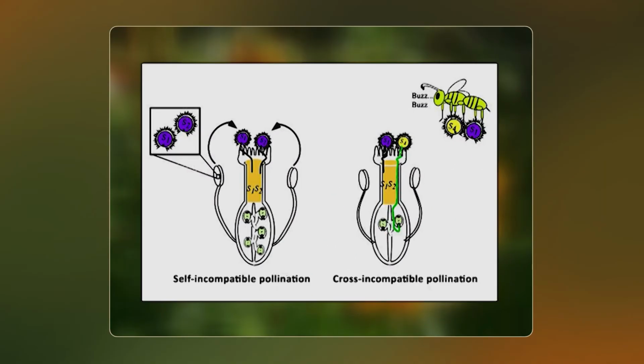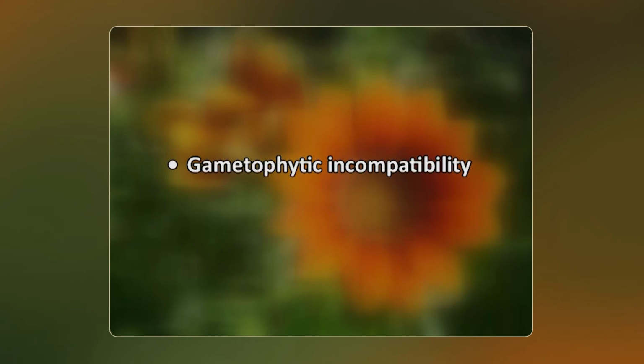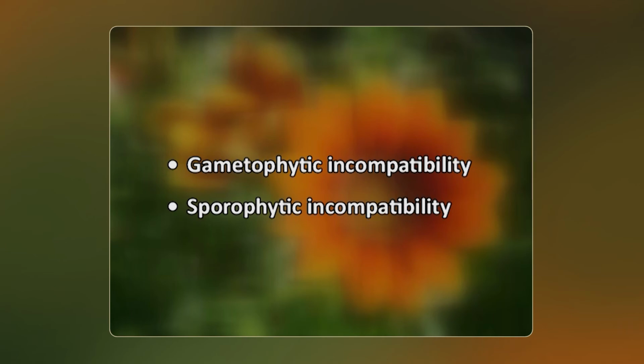The interaction of these S gene pollen and stylar proteins constitutes the recognition and rejection reaction, which determines whether pollen is compatible or incompatible. The self incompatibility is generally of two types: gametophytic incompatibility and sporophytic incompatibility.